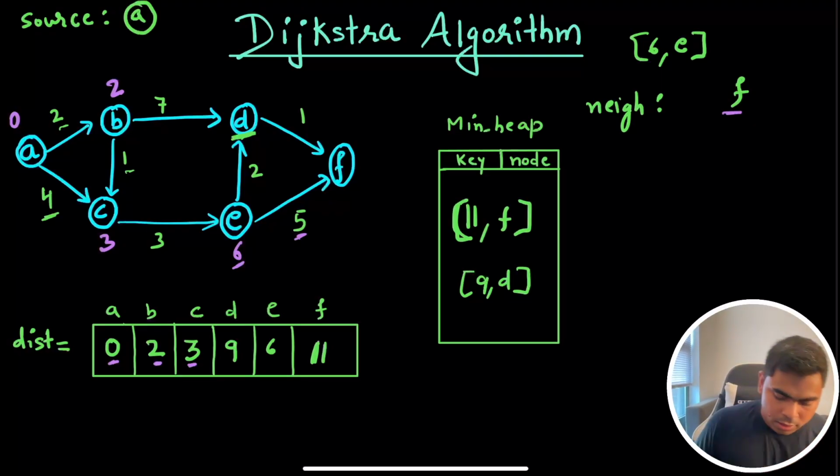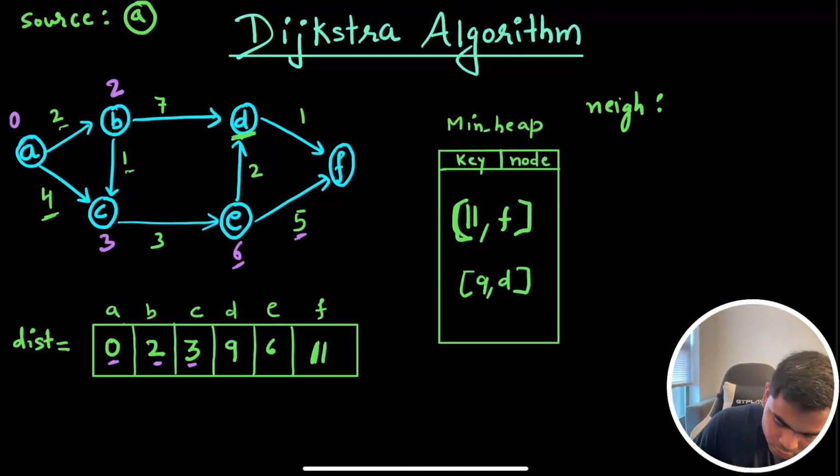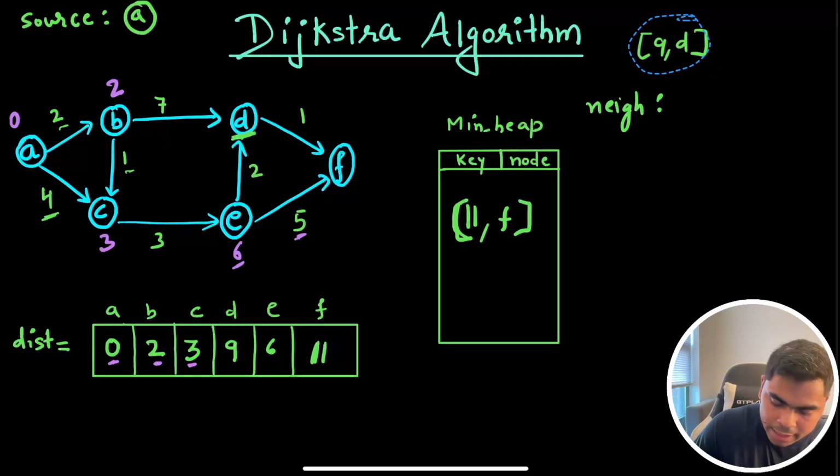Okay, now we have also visited E. What's the next node that I'll be popping? And we will keep doing it. We have right now visited all the nodes, but we're going to keep doing it until my Min-Heap, or priority queue, is empty. Next node that I'll be popping out is going to be 9 and D. So what are the neighbors of D? The neighbor of D is just F.